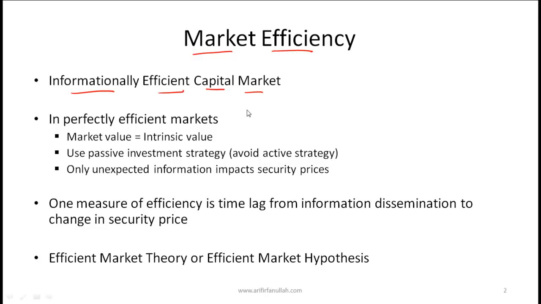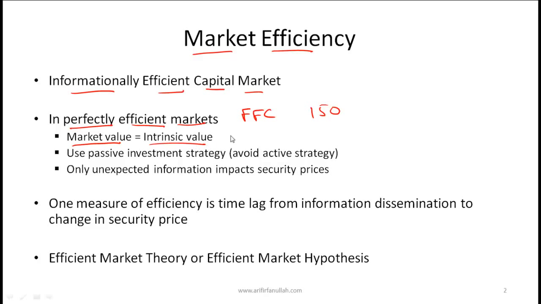So what are some of the implications of a market being efficient? Those implications are outlined here. In perfectly efficient markets, the market value of securities is equal to intrinsic value. This is an extremely important statement, so let's make sure we understand what these terms mean. The market value for a security, let's take a security such as FFC, which is a stock that trades on the Karachi Stock Exchange. If the market is perfectly efficient, then the market value of FFC, the price at which this stock trades in the market, say it is currently trading at 150 rupees, that is the market value of the security. So in a perfectly efficient market, this market value will be equal to the intrinsic value.